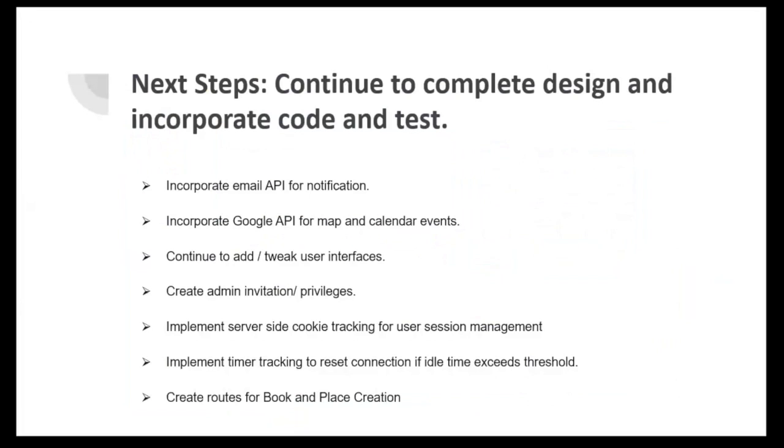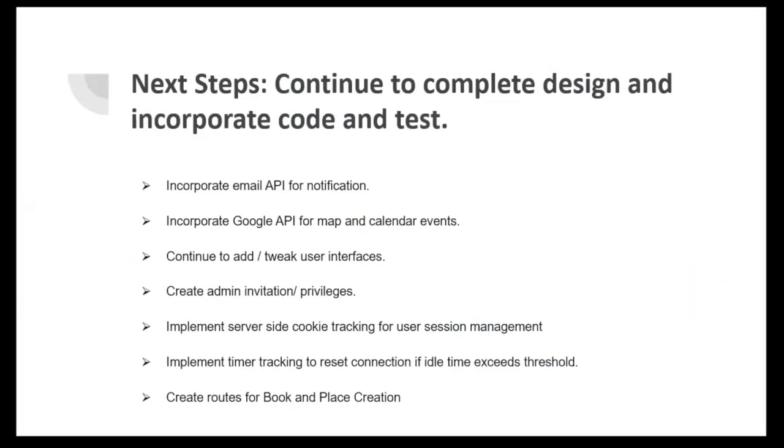So our next steps for the next week and beyond are to complete design and incorporation of code and both testing. So we plan on incorporating an email API for notification. This means if a user is planning on requesting a book, they will hit a request button for the user that is offering the book, and the offerer of the book will receive a notification via email that a request has been made.